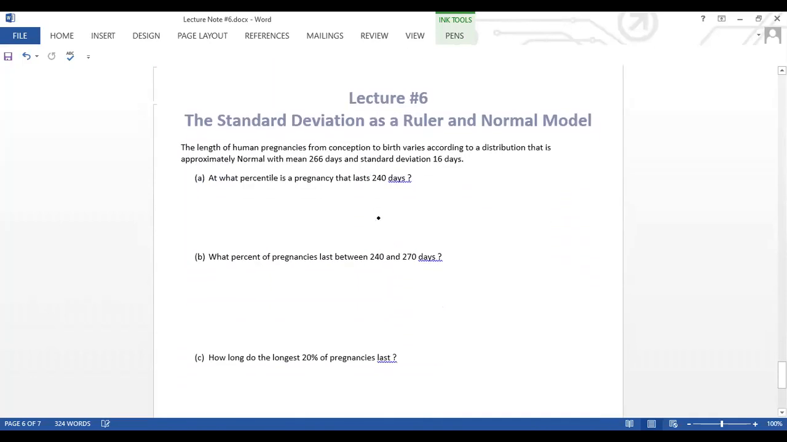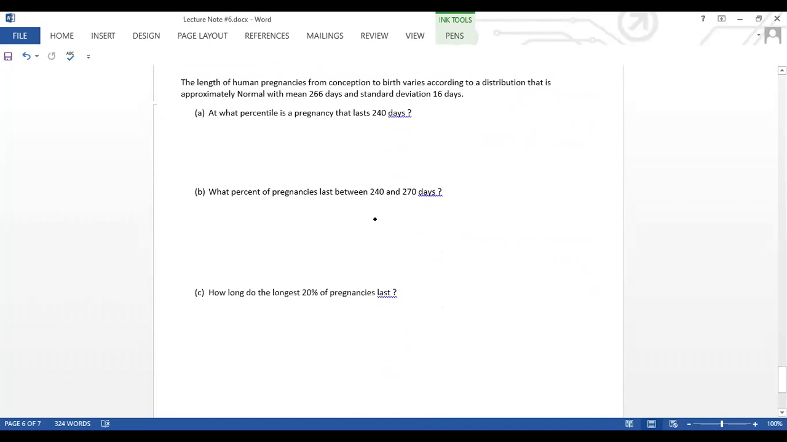Okay, let's take a look at the application one here. They said the length of human pregnancies from conception to birth varies according to a distribution that is approximately normal, with a mean of 266 days and a standard deviation of 16 days. What percentile is a pregnancy that lasts 240 days? Okay, so let's take a look at this one here.